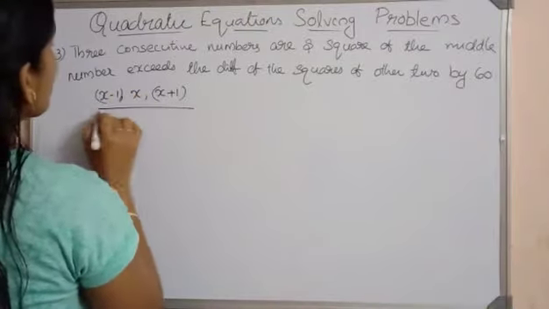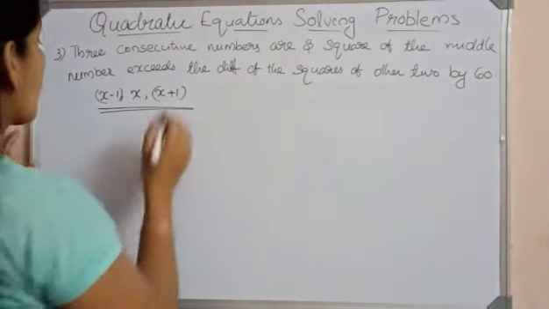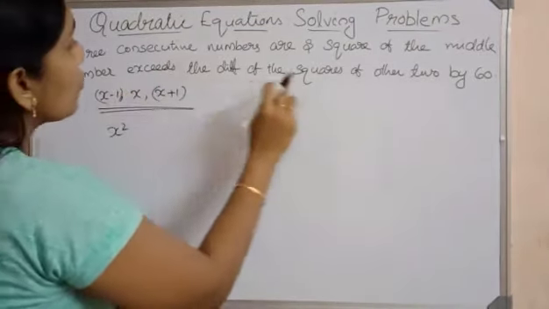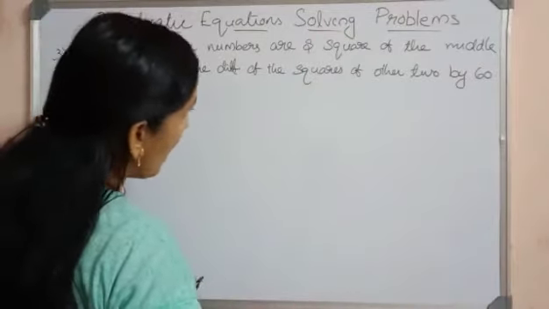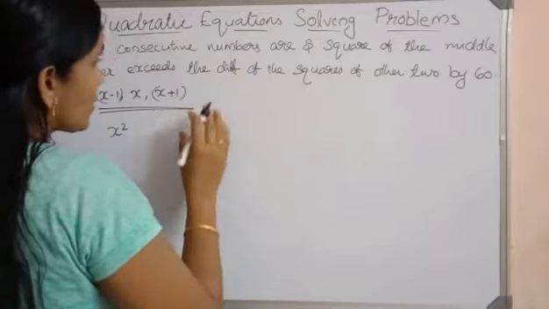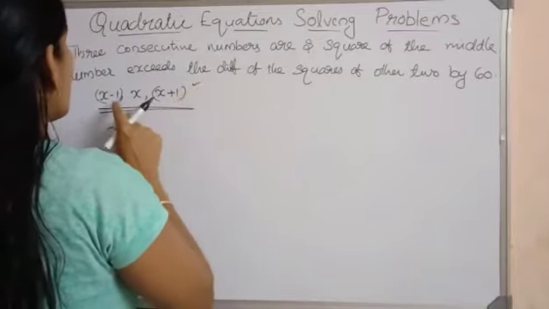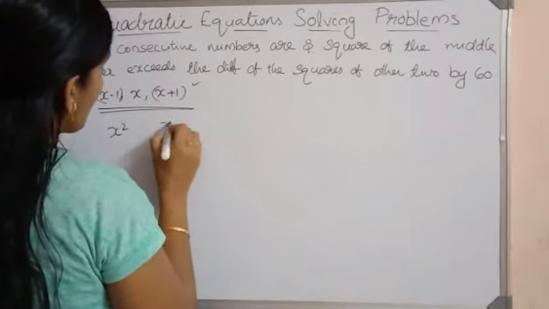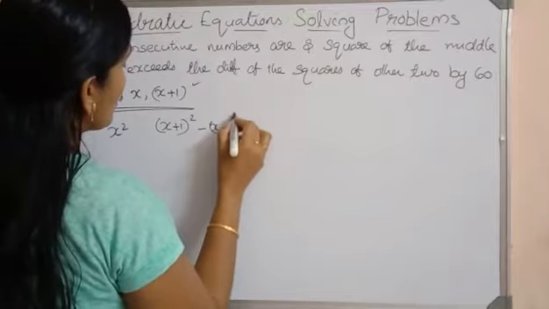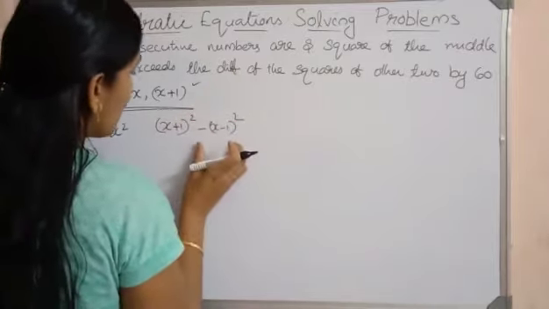And as per the given condition, the square of the middle number is x square, which exceeds the difference of the squares of the other two by 60. We know that x plus 1 is greater than x minus 1. So we can write this as x plus 1 the whole square minus x minus 1 the whole square. This is the difference of the squares of the other two.